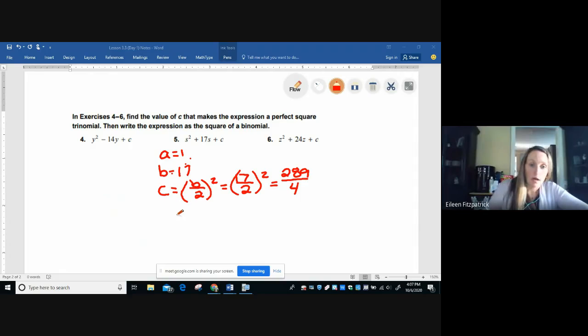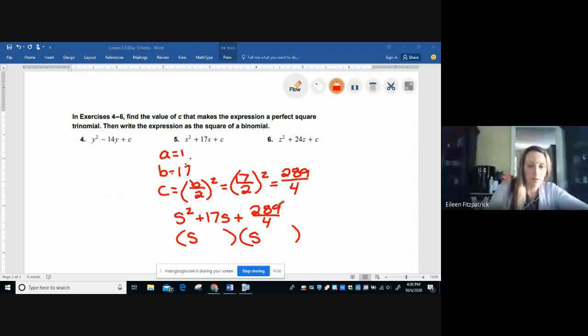So my polynomial is s squared plus 17s plus 289 over 4. Now you might be thinking, how am I going to factor this? For this one, again, I'm going to show the guess and check just so you kind of understand. So I know it's going to be s and s. I have to think about what two numbers multiply to give you 289 over 4, and the same two numbers add to give you 17.